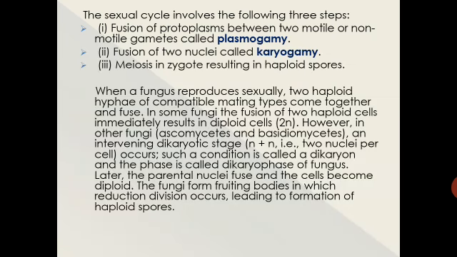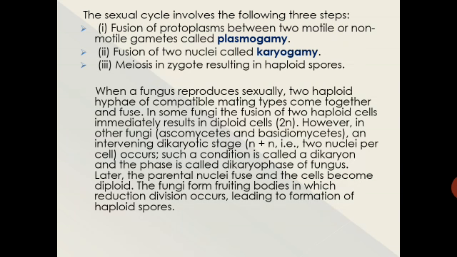The sexual cycle involves the following 3 steps. Firstly, the fusion of protoplasm between two motile or non-motile gametes, called plasmogamy. Secondly, fusion of two nuclei, called karyogamy. And finally, meiosis in the zygote, resulting in haploid spores. So again, important: plasmogamy and karyogamy may be asked.